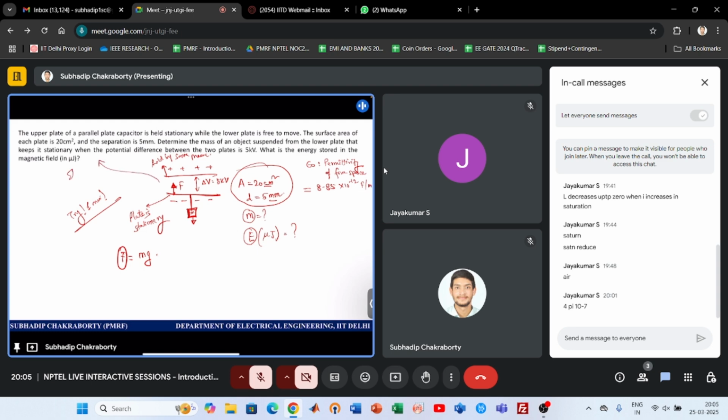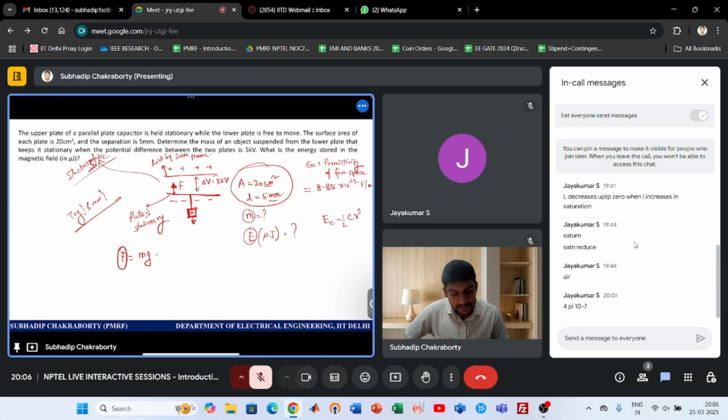This is electrostatic, right? Previous one was electromagnetic. This is electrostatic. I told you, use the energy, right? And then what you can write? Half A epsilon naught by D into V square. That is the energy. Now what is energy? F into X or F into D. Force into D, right? That was easy. Why you cannot do that? So what was force? Half A epsilon naught V square by D square. Now use this, equate it to mg.